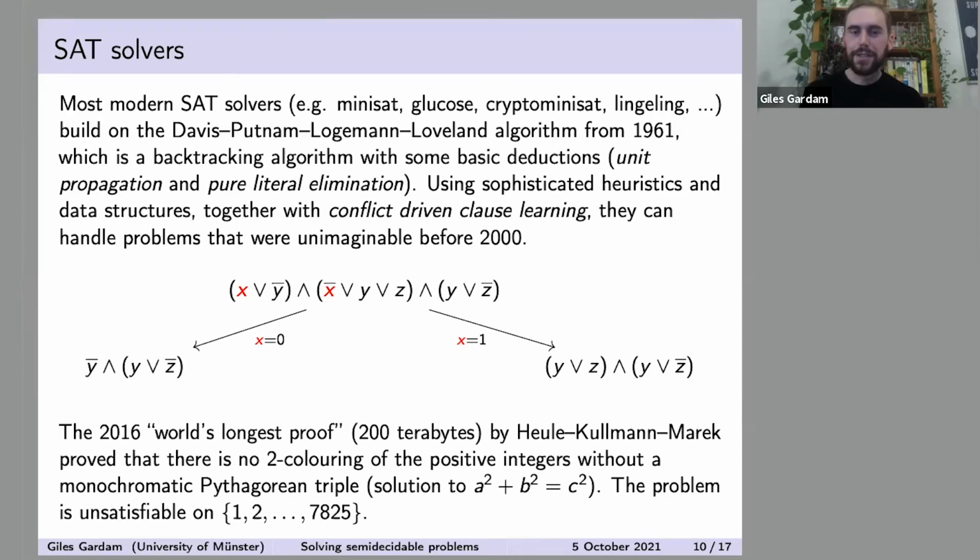You might have heard of previous applications of SAT solvers in maths, especially to Ramsey theory, where it's very clear how a lot of Ramsey theoretic questions can be phrased in terms of SAT. For example, what was in 2016 the world's longest proof, a computer-generated SAT proof weighing in at 200 terabytes, was produced by Heule, Kullmann, and Marek, answering the Boolean Pythagorean triples question of Ron Graham. So they proved that there's no two-coloring of the positive integers without a monochromatic Pythagorean triple. So this is very readily encoded as a problem in SAT, once we fix a finite set of positive integers we're trying to assign colors to. In fact, they showed this problem is unsatisfiable on the set from 1 to 7,825.